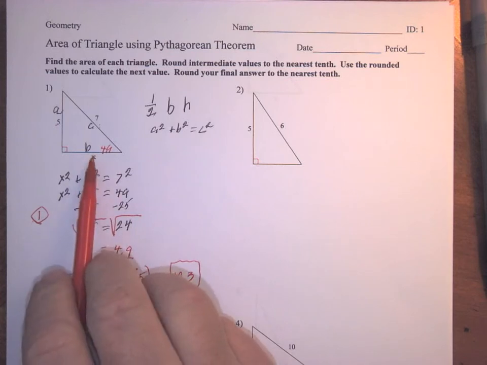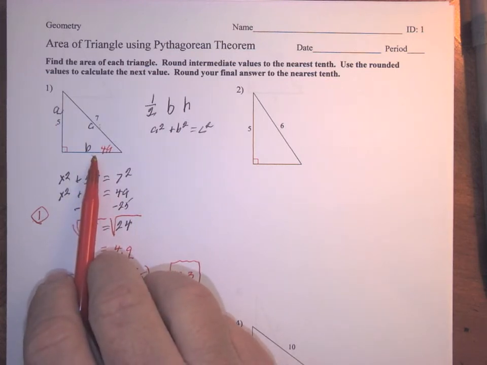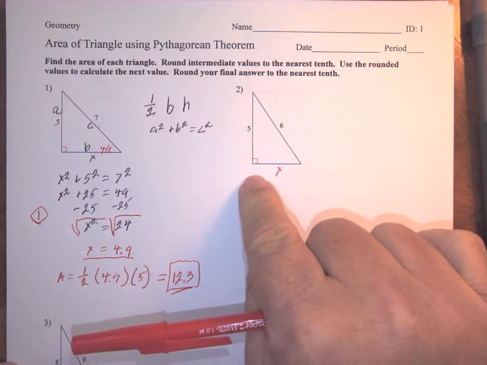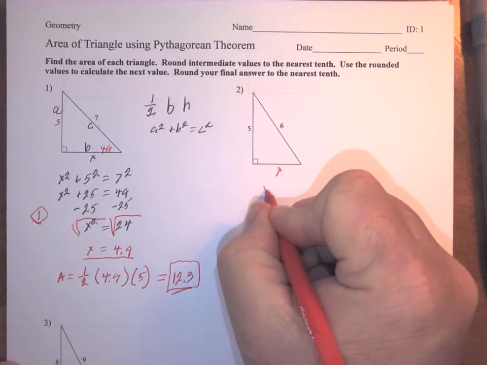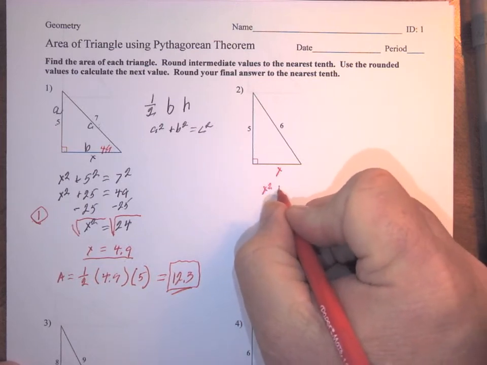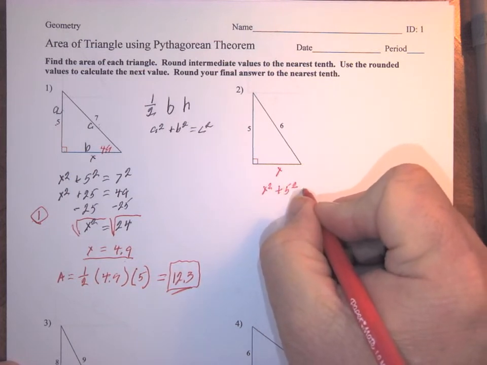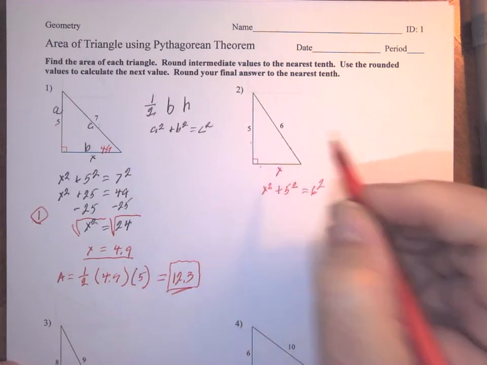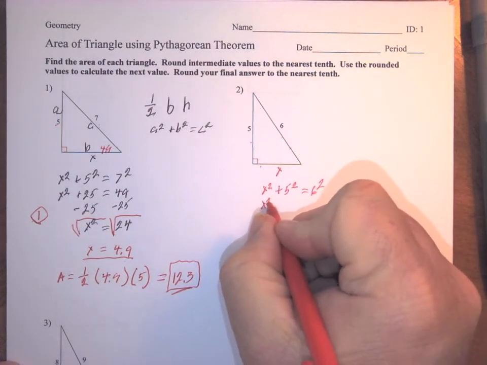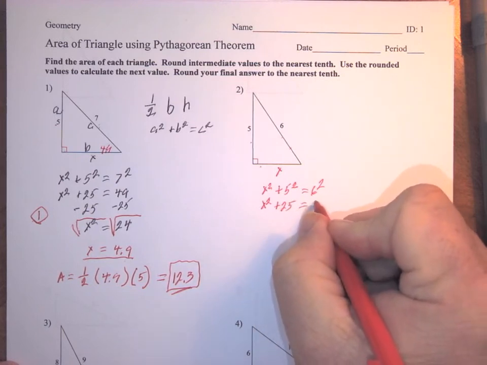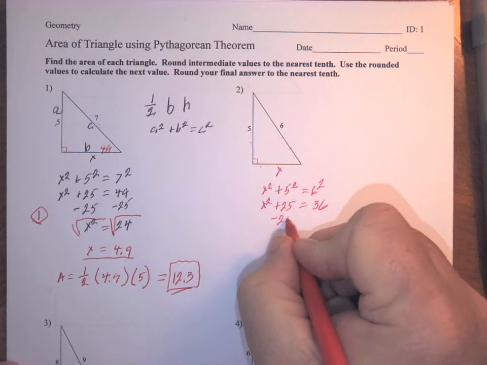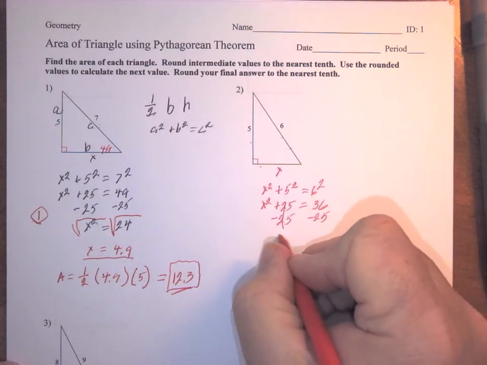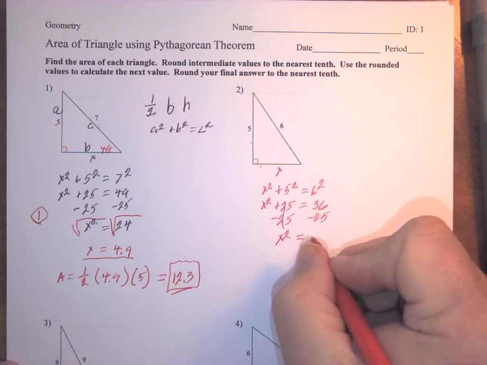But we had to go through the step of calculating what the base was in order to get where we needed to be. So let's take a look at number 2. We've got the same thing. Our base is equal to x. So we know that x squared plus 5 squared has got to equal 6 squared, okay? Because a squared plus b squared equals c squared. All right, so we end up with x squared plus 25 is equal to 36. We subtract our 25 in order to get everything on the same side. Those go away. And we're left with x squared is equal to 11.